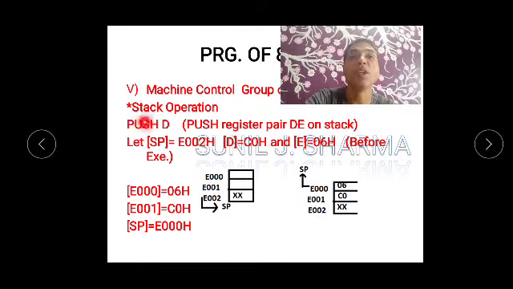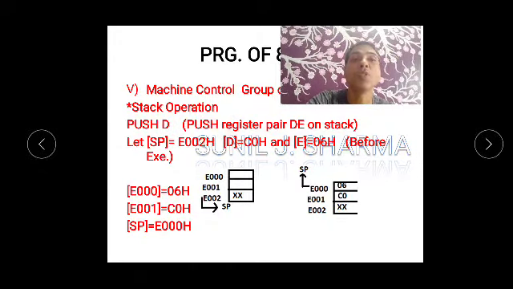Can you see PUSH D? In this case we will have the DE pair. Push means to add the data on the stack, so push register pair DE on the stack. Push register pair in the sense the contents of the register pair. I think you already know that whatever is written in square brackets means the contents.